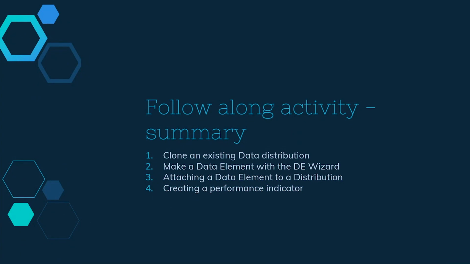We cloned an existing data distribution and described some more data that's been collected. I made a data element with all of its components, so I linked to an object class. We made a property, we linked to a value domain, and we used that to make a data element, which we then attached to our distribution from our sandbox. And then we created a performance indicator that linked back to our distribution to say how we were using the data. So we started to pull together a lot of different activities there.